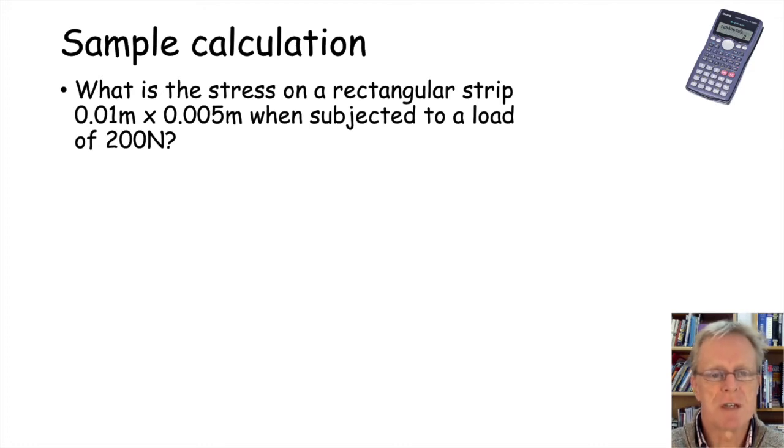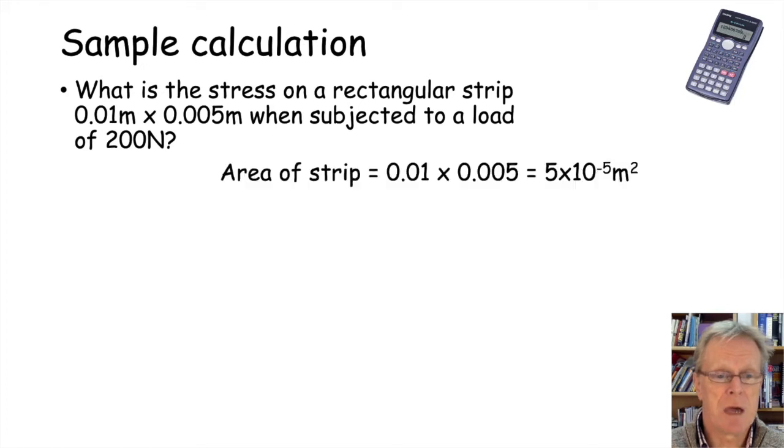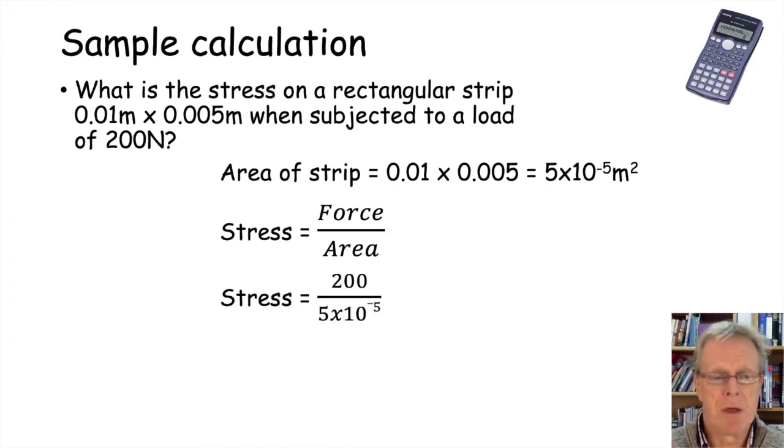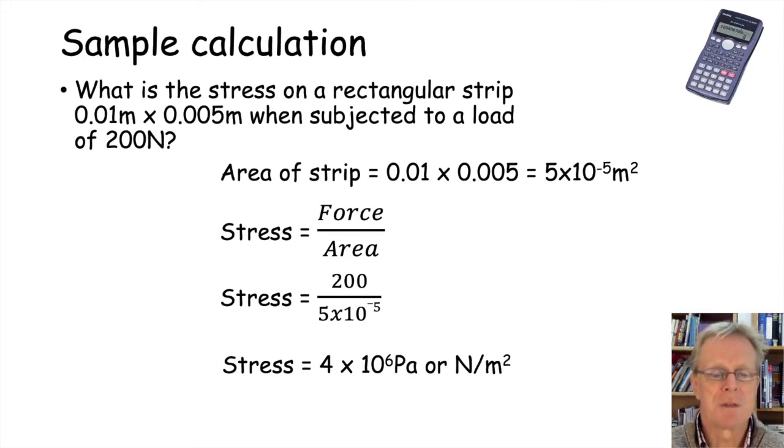What is the stress on a rectangular strip, 0.1 metres by 0.005 metres when subjected to a load of 200 newtons? So the first thing you need to work out, remember stress is force over area. Let's work out the area, and the area of the strip is 0.01 times 0.005, giving you 5 times 10 to the minus 5 metres squared. Stress we know is force over area. We've got the force, we now know the area, and you can just calculate 200 divided by 5 times 10 to the minus 5 gives you a stress of 4 times 10 to the 6 pascals, or newtons per metre squared.